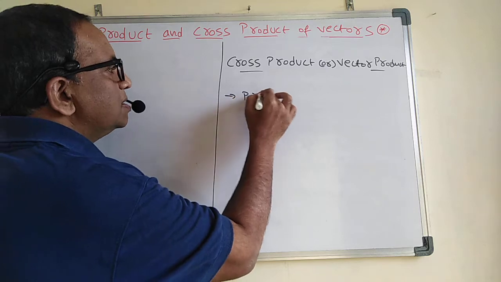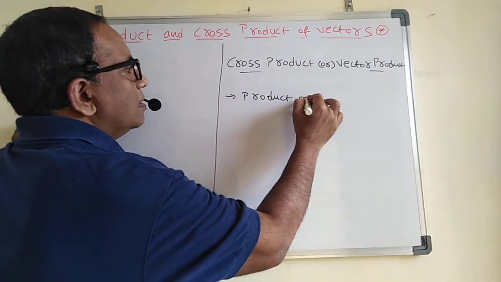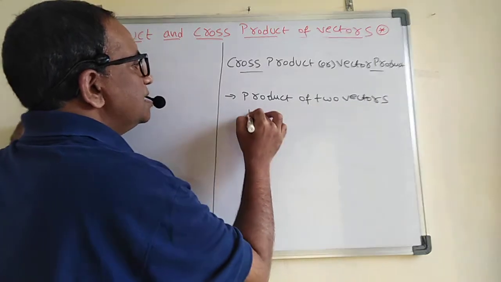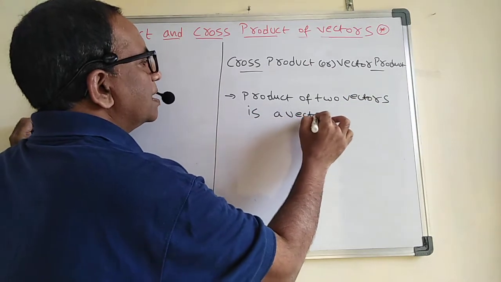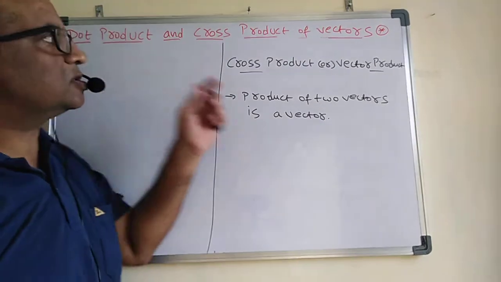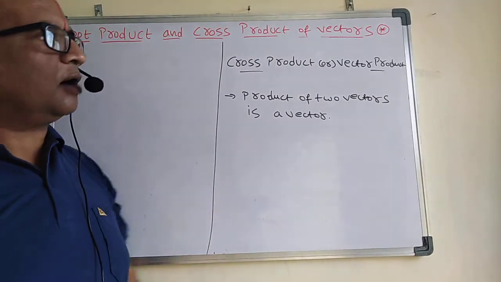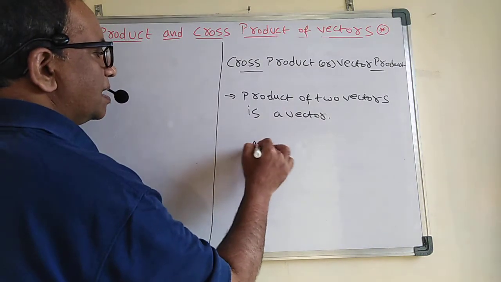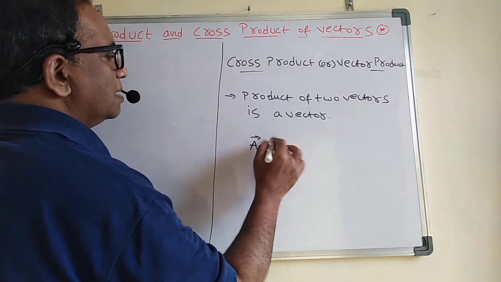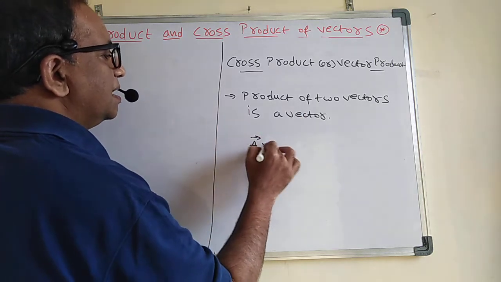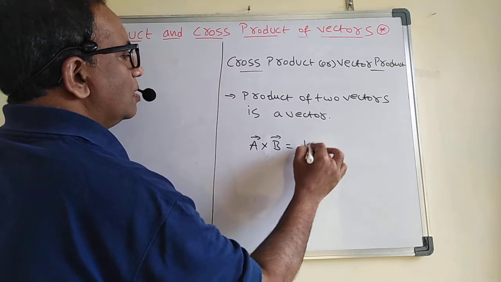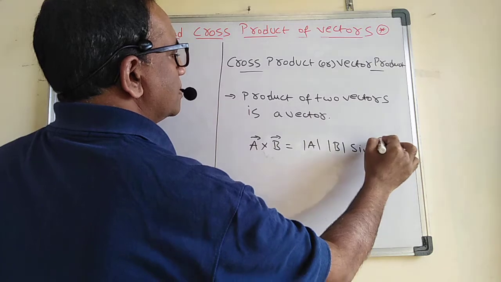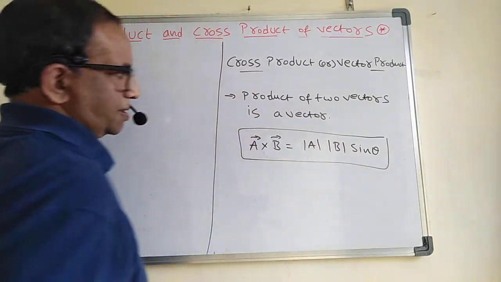Product of two vectors is a vector. So that's why this is called the vector product. Then how can we define this cross product? The cross product of two vectors, A cross B, is equal to modulus of A, modulus of B, into sine theta. This is the cross product of two vectors.